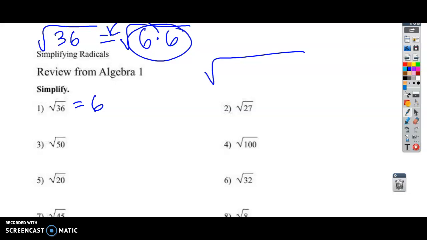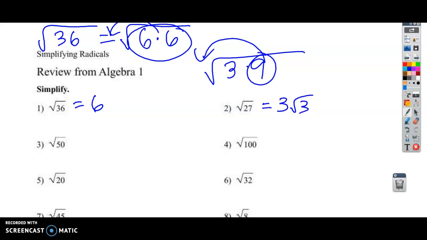So the first two numbers I think of are 3 and 9. 3 times 9 is 27. Well, 9 is a perfect square. So what is the square root of 9? The 9 can come out. That's 2 3s, right? But we still have that 3 left under the radical. So the simplified square root is 3 square root of 3.